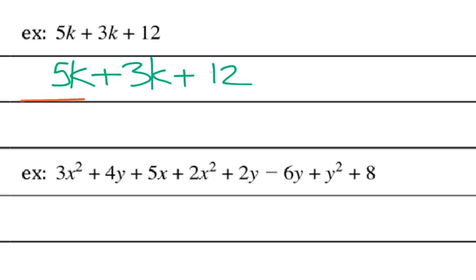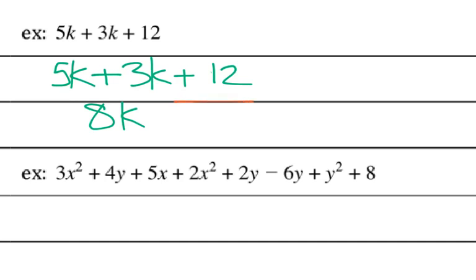Well, I see k, and I see another k. So I have 2 things that can be combined. This does not have a squared, while this would have a 1. So because they are the same, I can match them up and consider them to be like terms. 5k plus 3k gives me 8k.